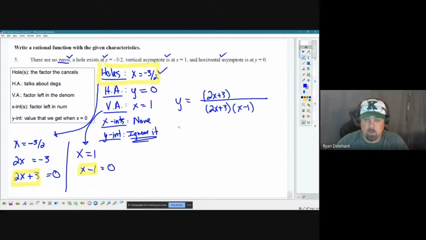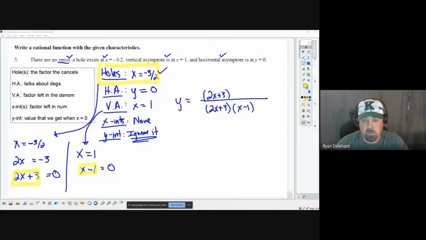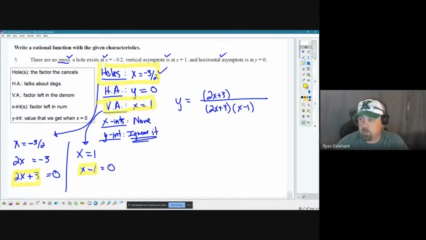So we get an x minus 1 down there. So we took care of vertical asymptotes now. Put a box around that one so I know I'm done. X-intercepts, there aren't any, so I don't need to worry about them here. And they didn't tell me a y-intercept, so I ignore it. So that's done. So right now I have a rational function that has these two features checked off. The only thing I need to double check is about this horizontal asymptote.